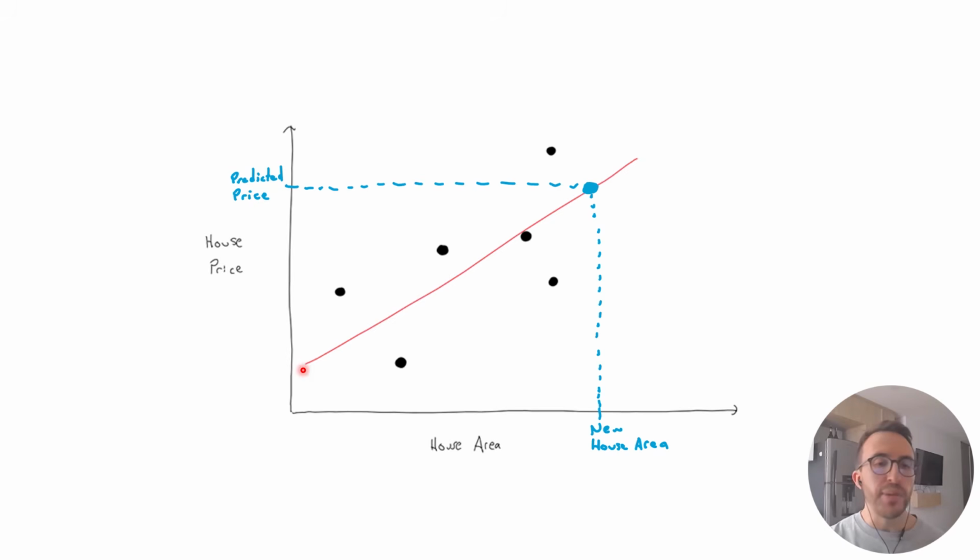And now that you have a line of best fit, if we're talking in machine learning terms, the line is your trained model, which now you can give it a new house area that wasn't in its training set, but it can now predict what it thinks the price of that house is.